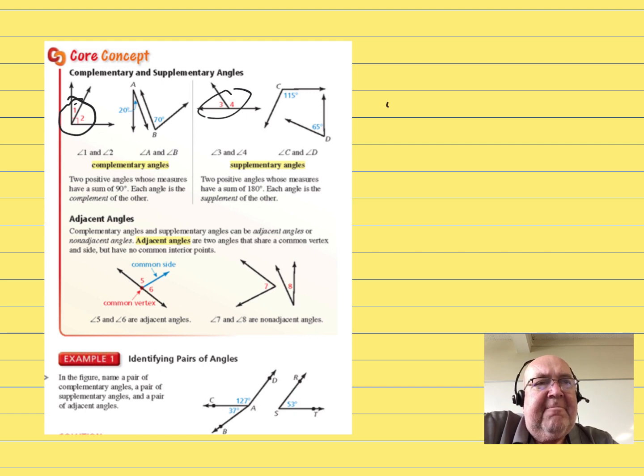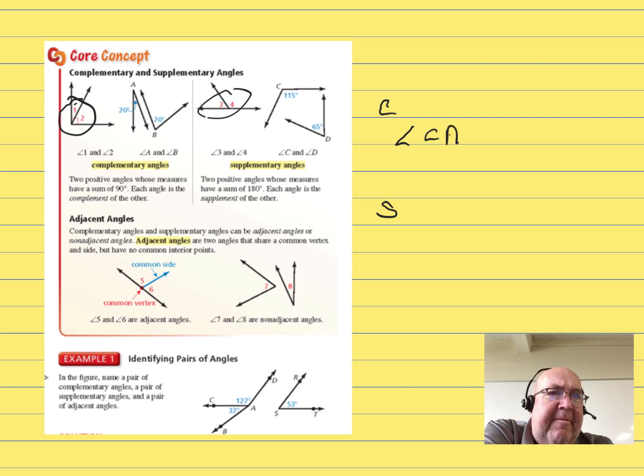In the bottom, we want to look at identifying pairs. So we're going to look for a complementary pair and a supplementary pair. If I look at the bottom, the only two that are possible to add up to 90 degrees are the angles that are 37 degrees and 53 degrees, which do add up to 90. So we're going to list that as angle CAB and angle RST. And the only two that can add up to 180 degrees are angles CAD and angle RST.